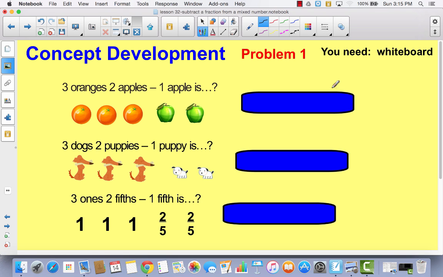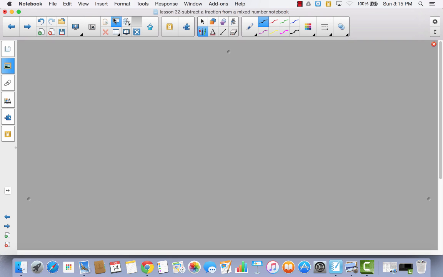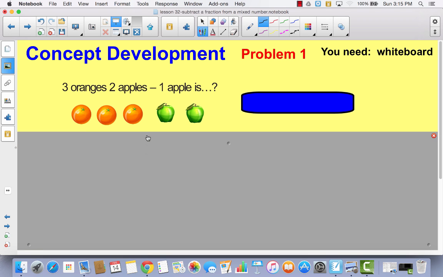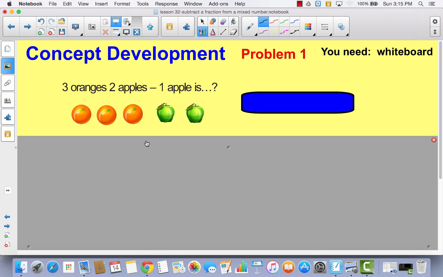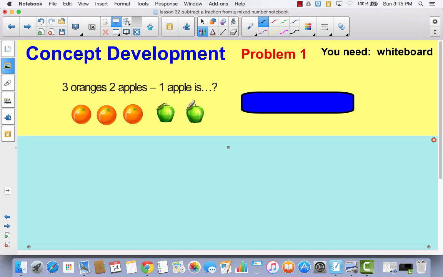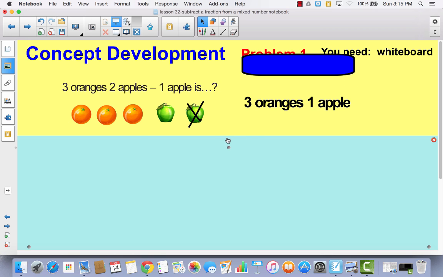All right, now I don't want you to write what you see on this page. I just want you to listen and go through this with me for a minute because this relates to what we're going to do today. If you had 3 oranges and 2 apples, and you want to take away an apple, remember what that looks like. You would just mark one apple out. What would you have? You would have 3 oranges and 1 apple.